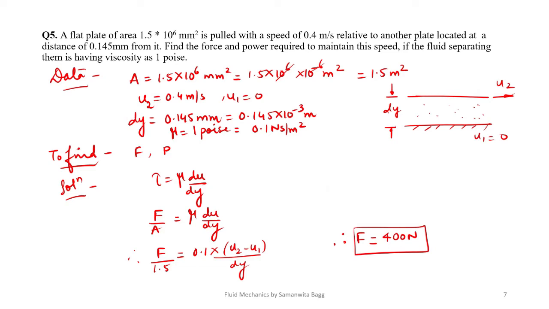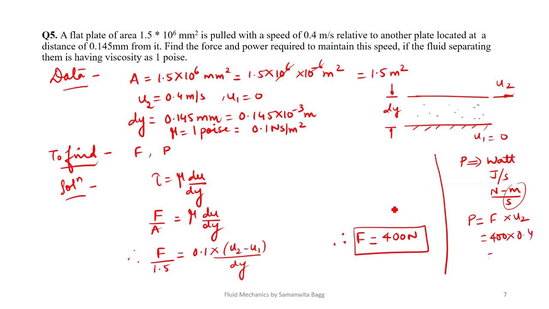Now next I need to calculate power. We know very well the unit of power is watt. Watt is joules per second and joule is Newton meter. So this is how we can study the unit. When we study the unit, we will come to know that for power, I can use a very simple formula. Force in Newton and meters per second is nothing but velocity. So when I multiply 400 into 0.4, what I obtain, 160 watt, is the power required for pulling this plate.